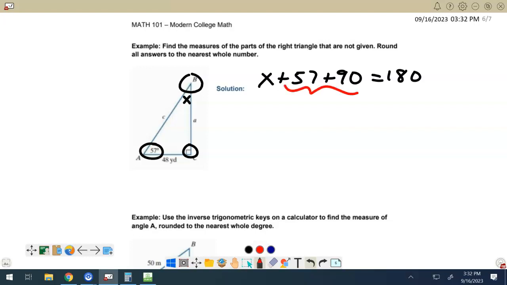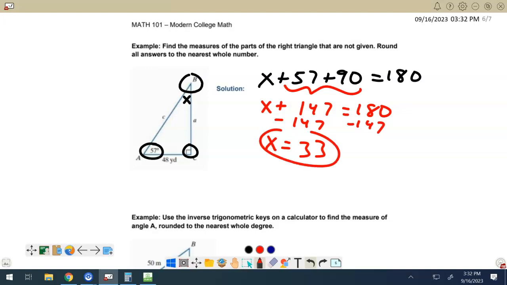Right, so 57 plus 90 is going to give me 147. And then we will subtract the 147 to the other side to solve that for X. And so we're going to get 33, I believe, right? So 33. So that would be the measure of angle B, right? So that's one thing that they want us to find, that missing angle. We want to find the lengths as well. So that's one piece of information. We want to find C and A as well.